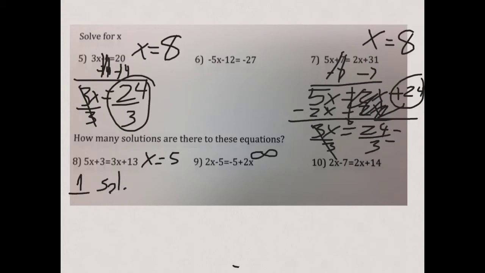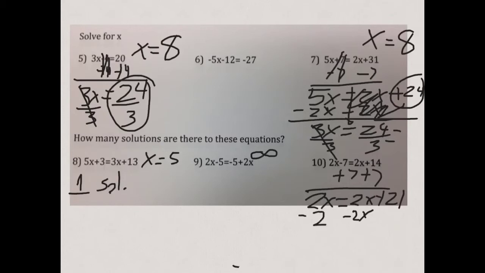Now, finally, the last one. Well, let's get rid of 7. Let's add 7. I end up with 2x is equal to 2x plus 21. Now, I have my numbers on one side. I want my coefficients on the other. So let's subtract 2x to get rid of it from the right side, because I already have my 21 over there.